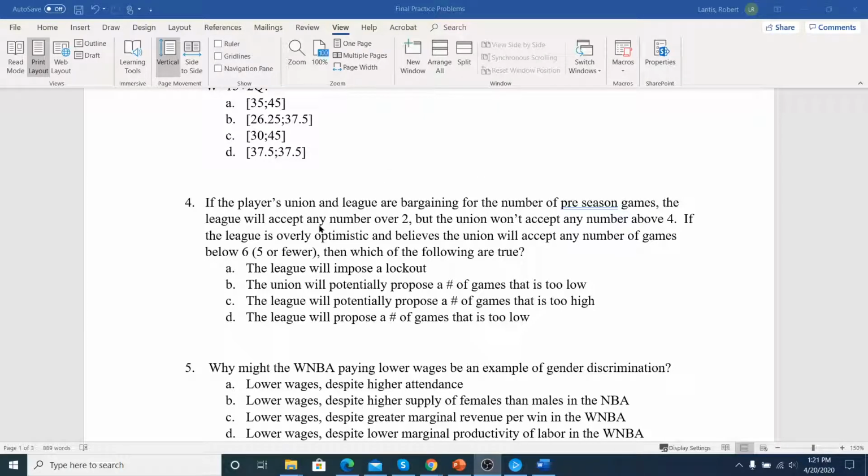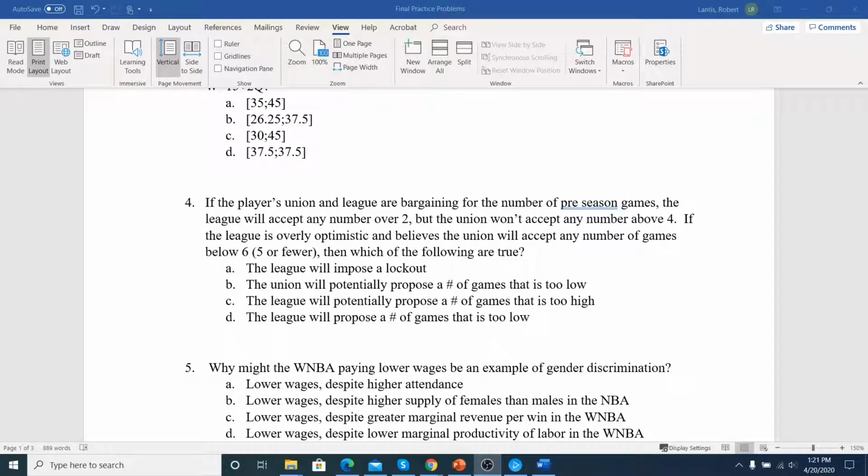So let's say we have this example where the players' union and the league are bargaining for the number of preseason games. The league will take anything over 2. The league wants more, but they want at the minimum 2, and they'd be willing to accept any higher number. The union doesn't want its players playing a bunch of these preseason games that could potentially hurt the players and cost them money. So they won't accept any number above 4, but they would take 4 or below. So if the league is overly optimistic and believes the union will accept any number of games below 6, so 5 or fewer, which of the following could be true?